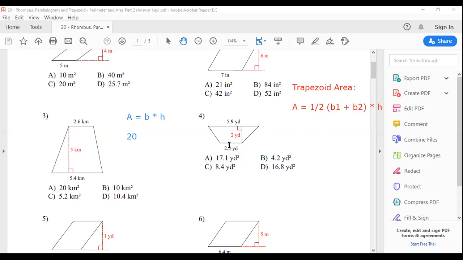So on this one, number 4, 1/2 the sum of the bases times the height on this trapezoid. Let's just plug them in. So the area equals 1/2 times 5.9 plus 2.5 times the height. We'll pop that into our calculator.